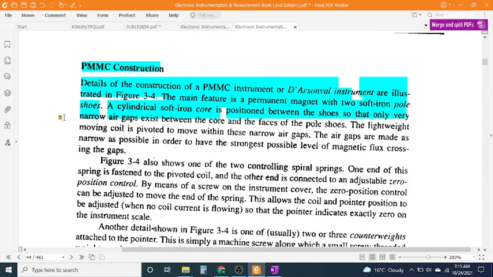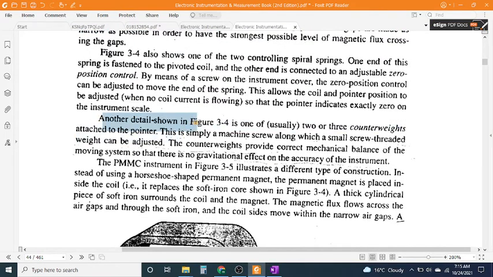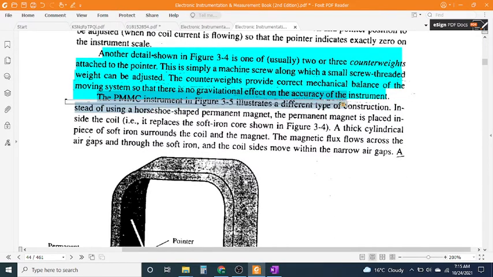The instrument scale. Another detail shown in Figure 3-4 is one of, usually, 2 or 3 counterweights. Attached to the pointer, this is simply a machine screw along which a small screw threaded weight can be adjusted. The counterweights provide correct mechanical balance of the moving system so that there is no gravitational effect on the accuracy of the instrument. The PMMC instrument in Figure 3-5 illustrates a different type of construction. Instead of using a horseshoe-shaped permanent magnet, the permanent magnet is placed inside the coil, i.e., it replaces the soft iron core shown in Figure 3-4.